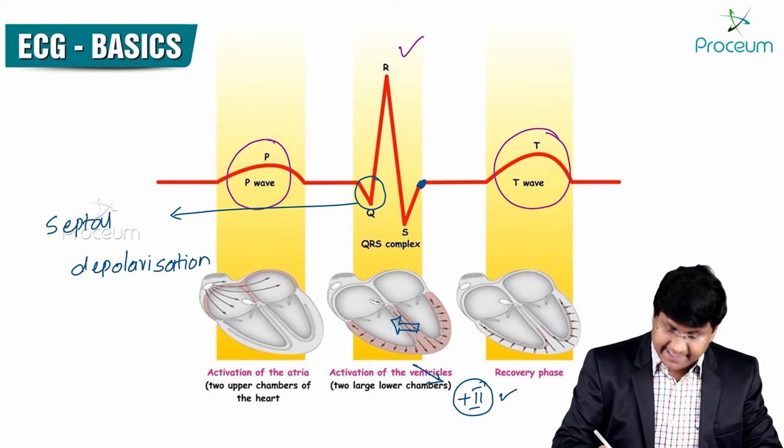You should not have under calibration. You see, this is actually only 5 mm. 5 mm means 0.5 millivolt. So this is your under calibration.